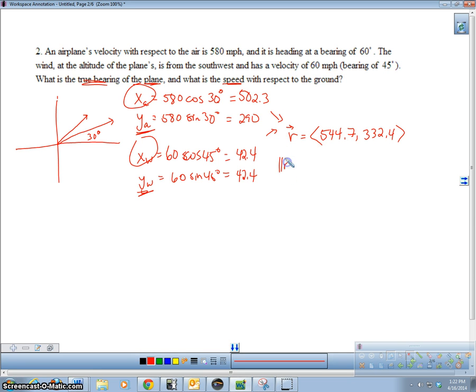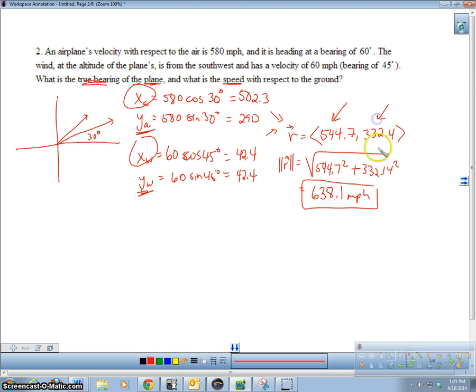I need to find the magnitude. So I'm going to take the square root of x squared plus y squared, and that's going to give me a result of 638.1 miles per hour. This is the true speed. Now I want the true direction. Notice these are both positive, so I'm going to be in the first quadrant. When I do my inverse tangent of y over x, that's going to give me an angle of 31.4 degrees.